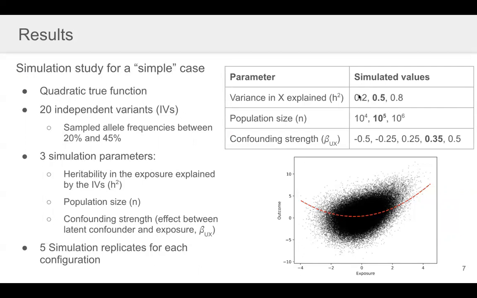To assess the performance of the IV estimators in a realistic MR scenario, we have considered a simulation setting where we have a quadratic causal relationship and 20 genetic variants we use as IVs. The allele frequency of these variants is sampled randomly and is between 20 and 45%, and the fraction of the variance in the exposure that they explain is exposed as a simulation parameter. The other simulation parameters we vary are the population size, which goes from 10,000, 100,000, and 1,000,000 individuals, and the confounding strength by varying the causal effect that the confounder has on the exposure.